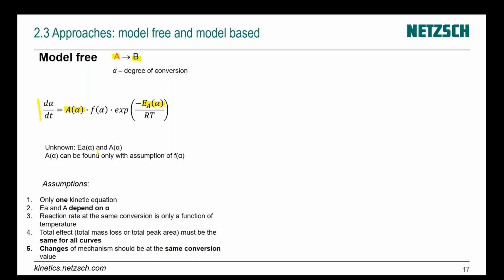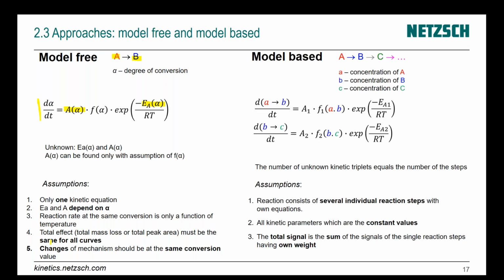The main assumption of model-free analysis: only one equation. Activation energy and pre-exponential factor depend on conversion. The reaction rate at the same conversion is only a function of temperature, and the total effect is always the same for all curves. Changes of mechanism should happen at the same conversion value. That was a simple model-free approach, which could usually be calculated in Excel or maybe on paper.